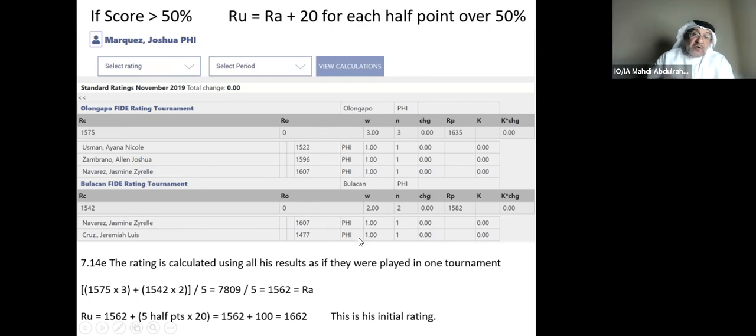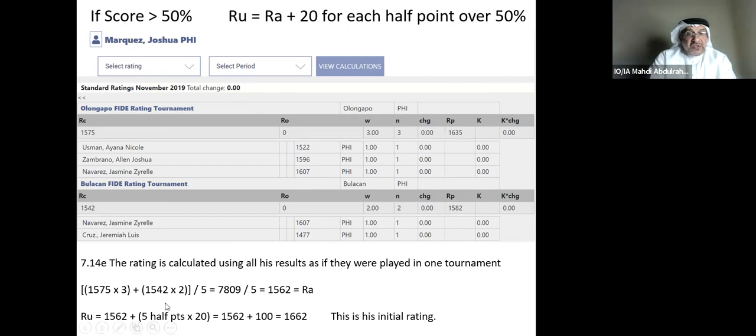So he played 5 out of 5, score full mark. So score 5 of 5. In this case, if he scored 50% or more, we will take the average rating: 1522 plus 1596, 1607 plus 1607, 1477. This is average rating. We calculate the 5 and divide by 5.